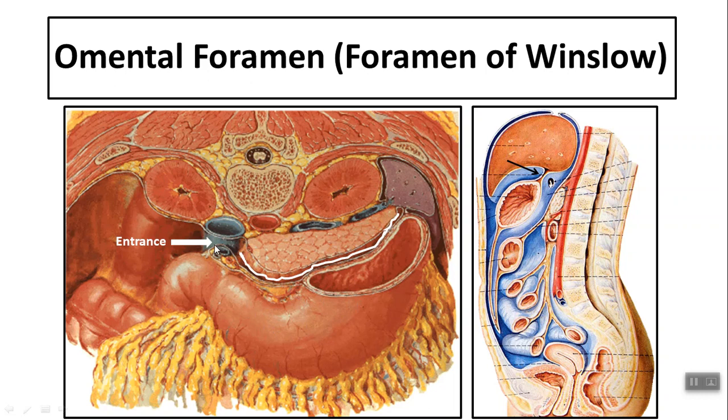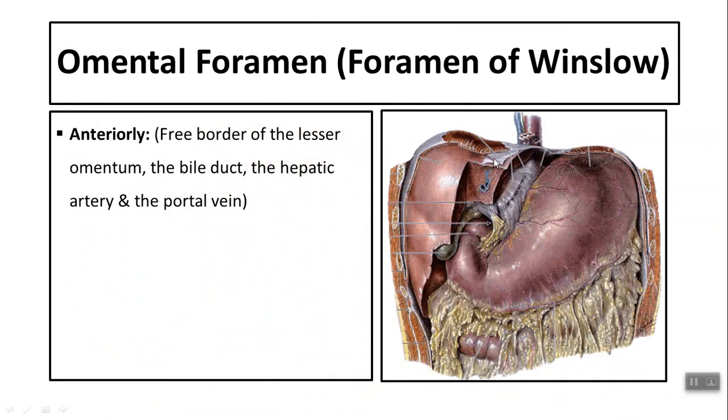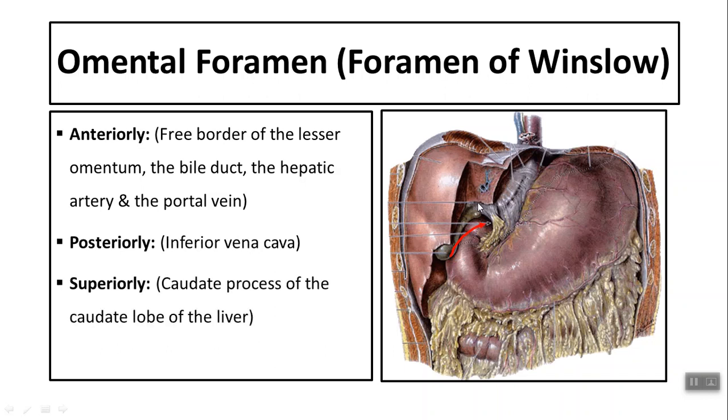What are the boundaries of the omental foramen? We can see here that anteriorly is the free border of the lesser omentum, containing the bile duct, hepatic artery, and the portal vein. This is the epiploic foramen. Posteriorly is the inferior vena cava, superiorly is part of the liver, which is the caudate process of the caudate lobe of the liver, and inferiorly we have the first part, or first inch, of the duodenum.